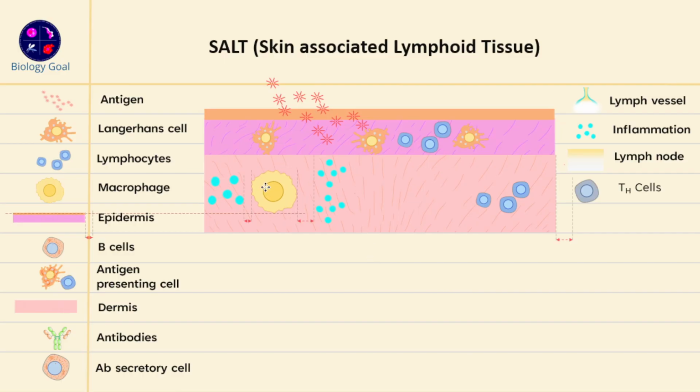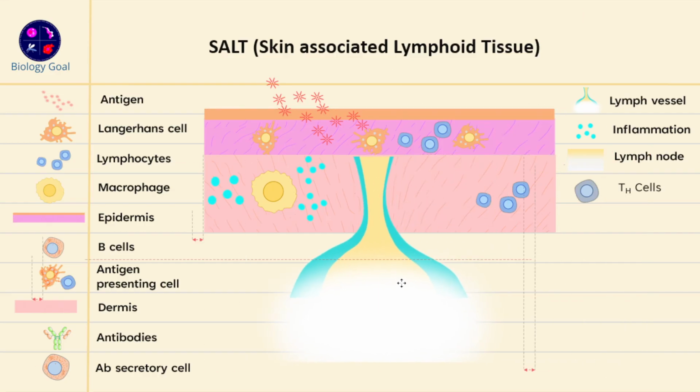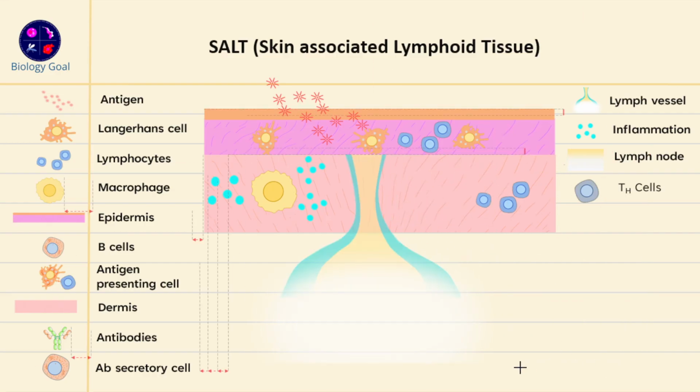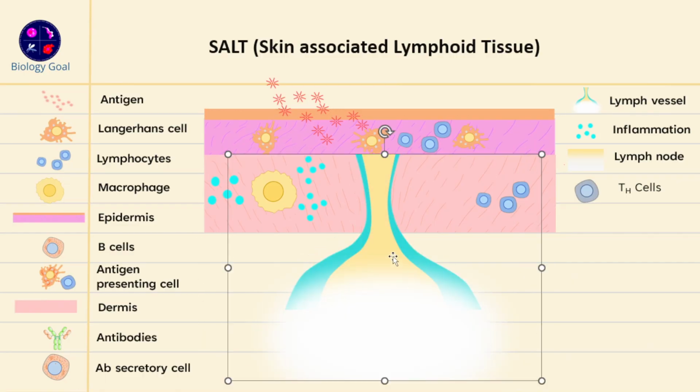Okay, so let me move it a little bit on that side. Let me show you right over here a lymph vessel. So this is the lymph vessel, and I'm going to bring the lymph vessel right over here, and I have to increase the size of this lymph vessel so that it's visible to you. So it starts from the dermis. So now you have a better understanding of the lymph vessel.